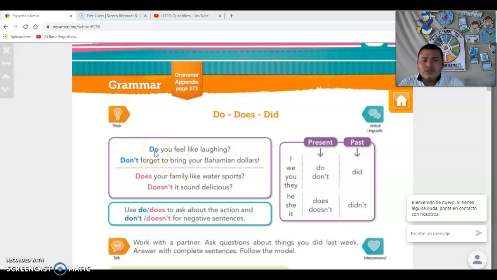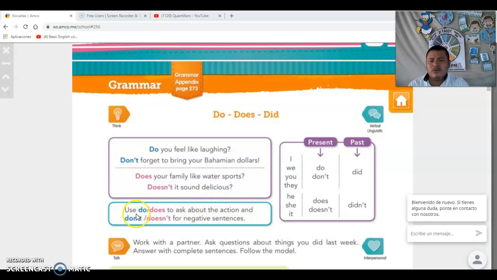I'm sorry. So do you see right here? It says, do you feel like Loudon? So you see, do you feel like Loudon? Oh yeah. Don't forget to bring your dollars. Okay, so you see right here, does your family like water sports? Because it's third person. Okay, doesn't sound delicious? Doesn't sound delicious?